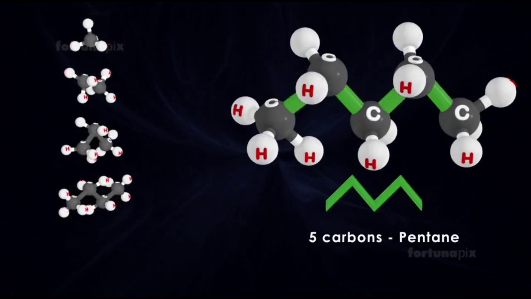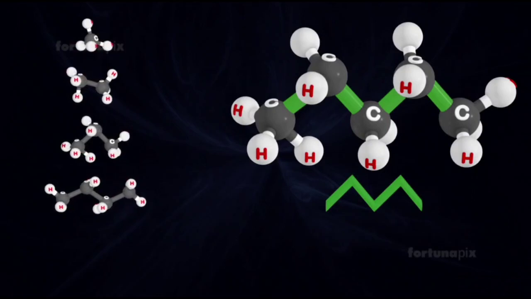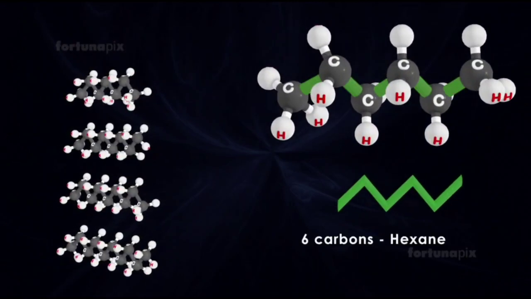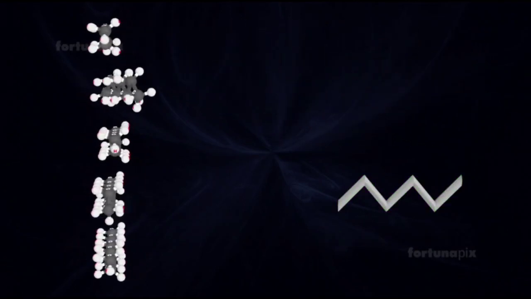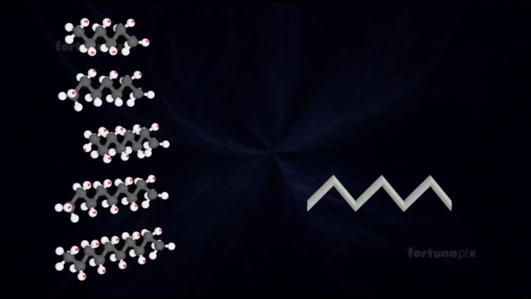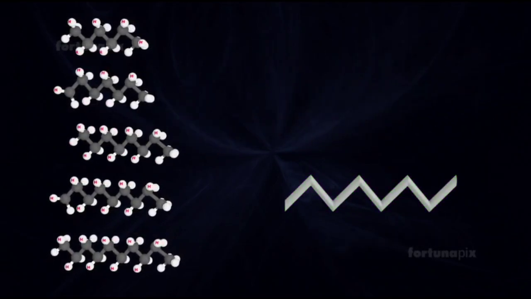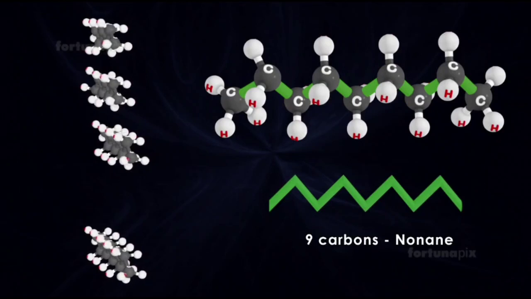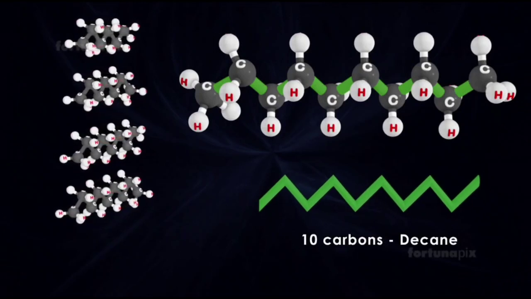Pentane is the name of the alkane with 5 carbon atoms side by side. Here, it is shown in both formats. Hexane, the next alkane, has 6 carbon atoms in a chain. The alkane with 7 carbons in a row is named heptane. The molecule octane has 8 carbons side by side in a chain. The alkane with 9 carbons in a continuous chain is named nonane. Decane is the name given the alkane with 10 carbons side by side.